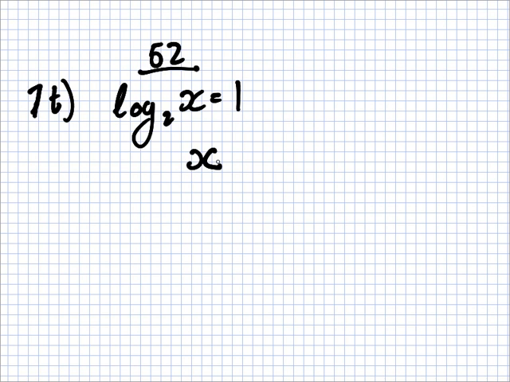Could x be negative? No. Why not? Because you can't take log of a negative. Could x be 0? No. So, what would we say the domain is? How can I write that? Greater than 0, if I want to write it as a set. No, because that is negatives. Open bracket, 0, infinity, close bracket.